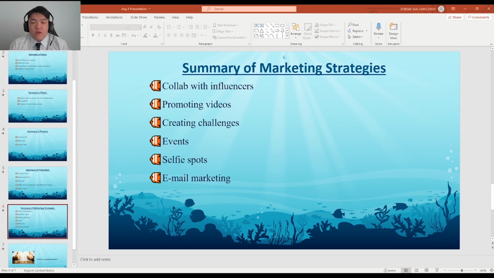And nowadays everybody likes to take photos, especially selfies, so we want to take advantage of this as well. So we will be creating selfie posts, selfie spots all around the museum. Signs will be created as well to encourage people to take selfies and tag us when they post it online.